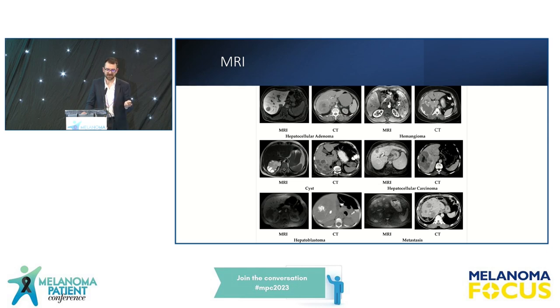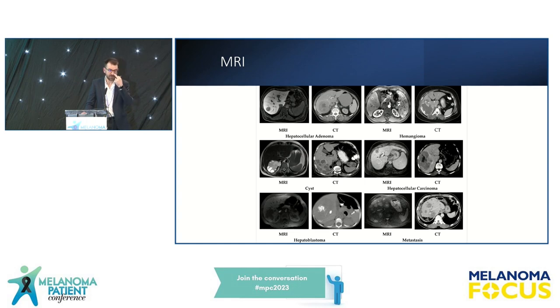And it can also be used to characterize liver lesions as well. So if we do pick up a liver lesion on a CT scan, we can do an MRI scan. That gives us further information about that and hopefully avoid a biopsy. And these are different types of liver lesions that we can pick up on MRI. So it gives us a bit more information without having to biopsy everything that we see.